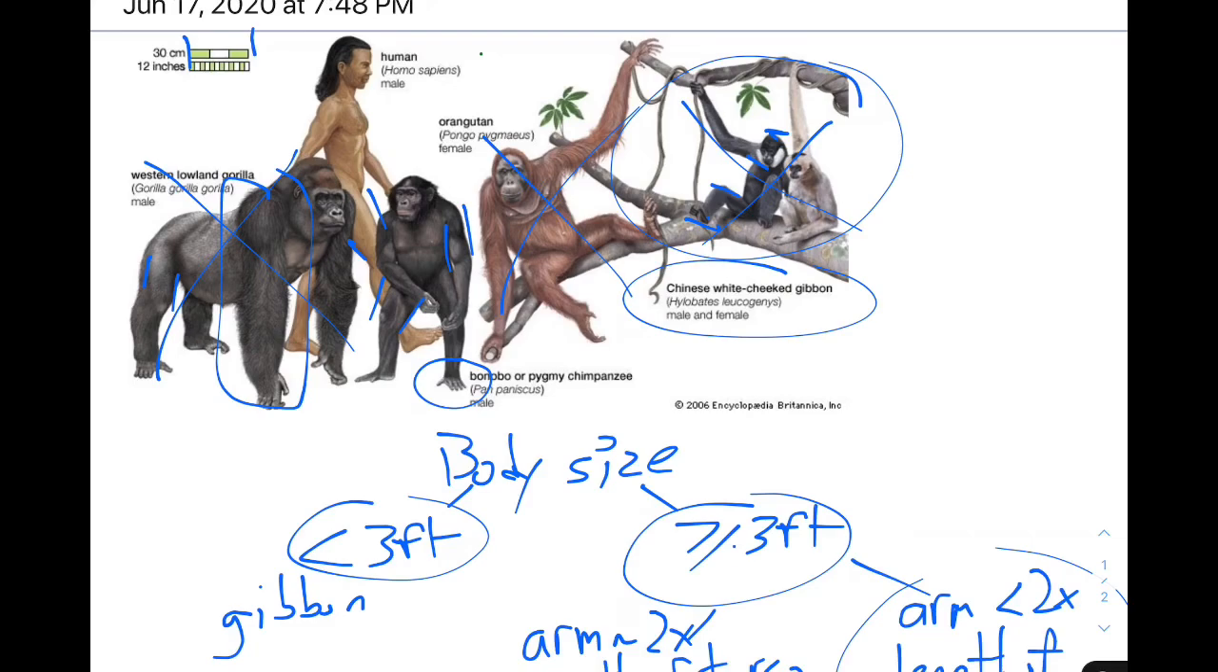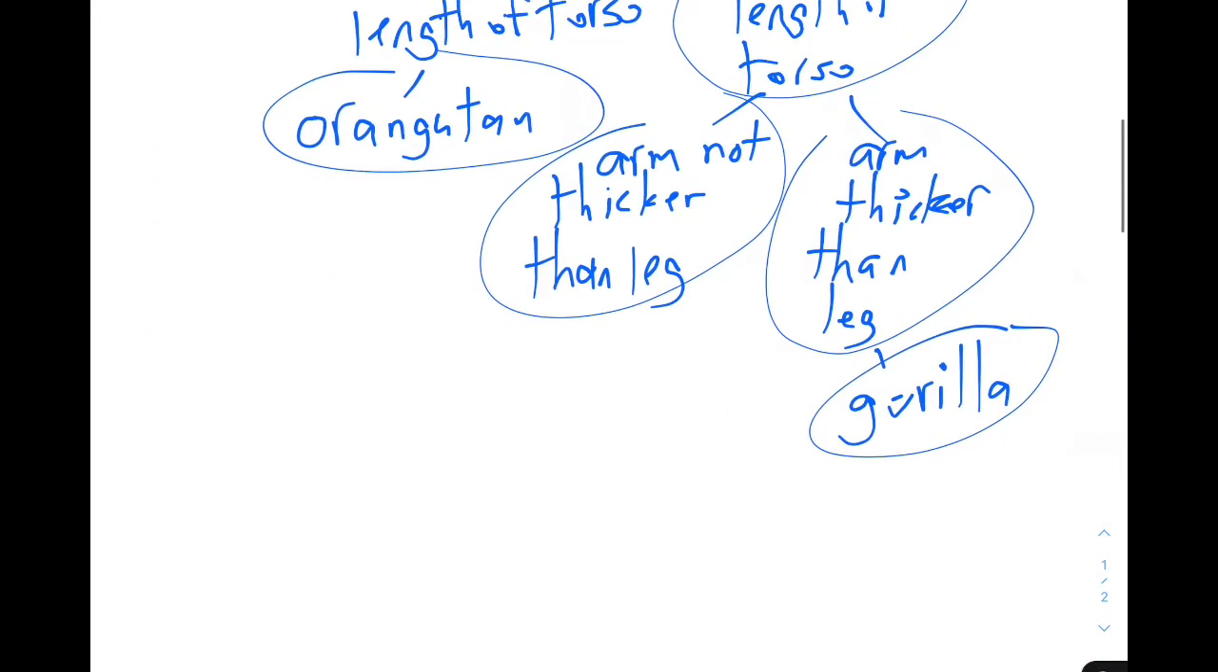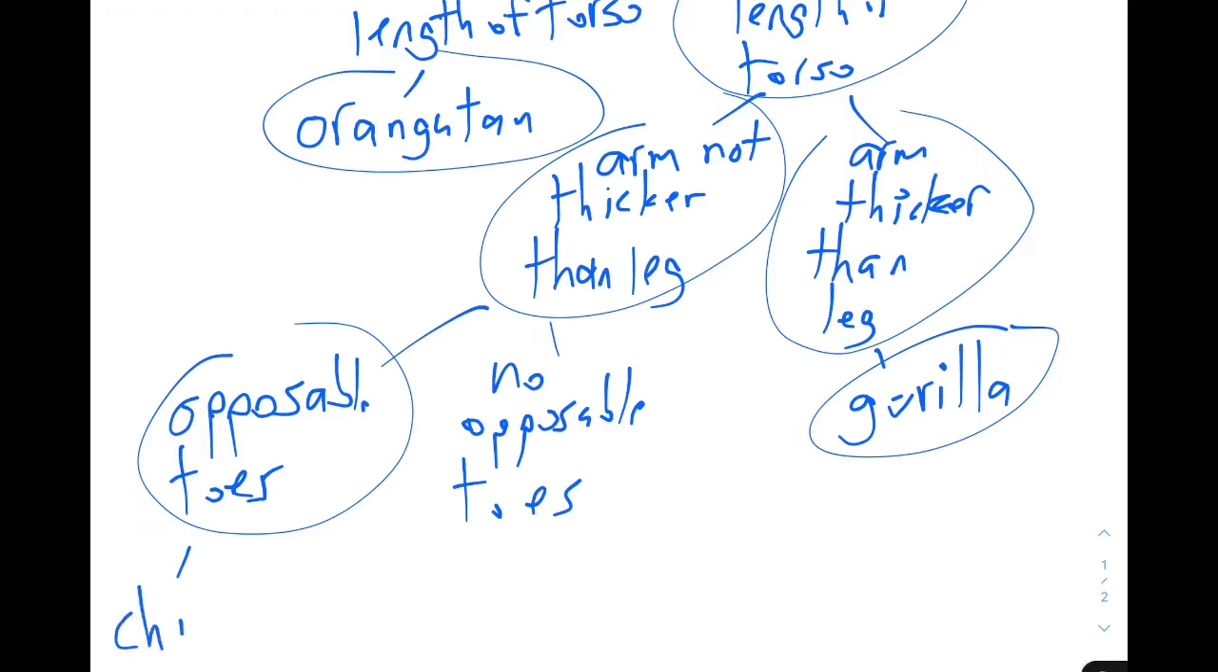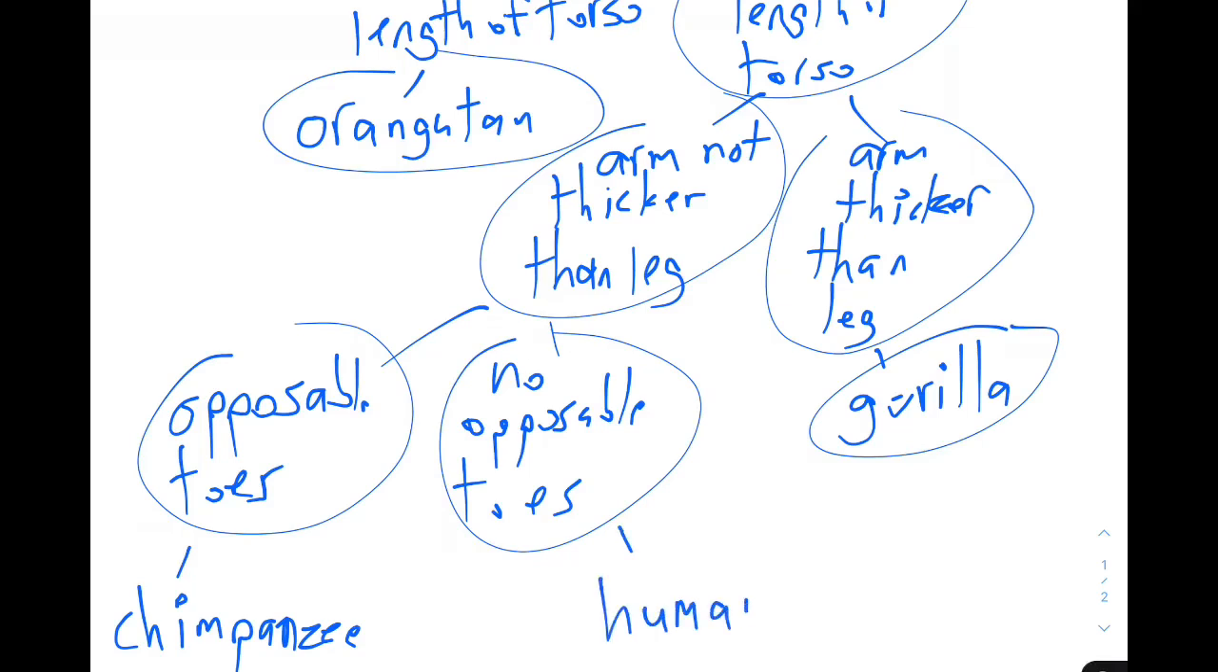It doesn't really matter. We pick a characteristic. So maybe I'll ask about the toes. For this one, I'll ask, are the toes opposable? If there are opposable toes, then that's just one, depending on the name. It's either the chimpanzee or the bonobo. They only gave us one picture, so we'll just stick with that. And for no opposable toes, we'll say it's the human.